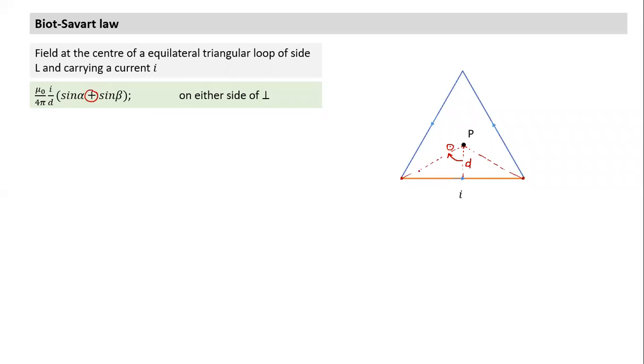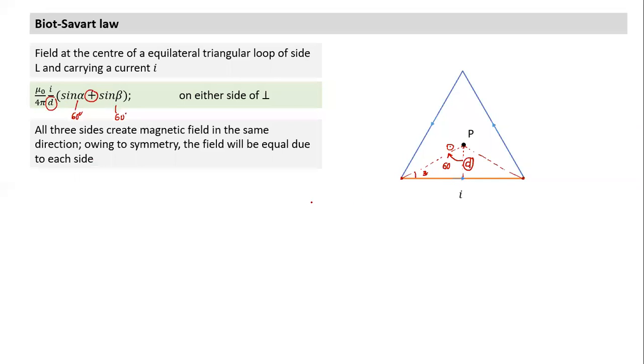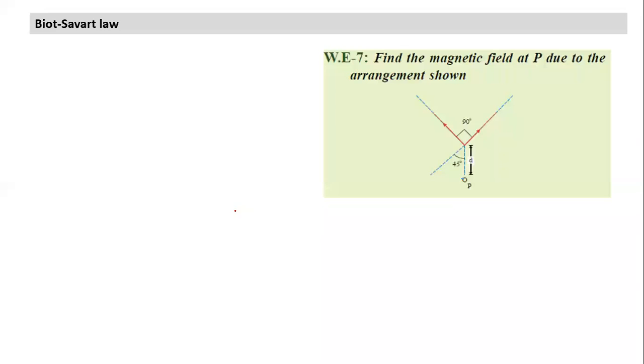What are alpha and beta? This is pretty simple. This angle is 30, this angle is 30, so this is 60 and this is 60. I find the value of d, and alpha will be 60 and beta will be 60. If I substitute the value of d also, I get the field due to one side. Owing to symmetry, the other two sides will also create the same field, all in the same direction. The resultant field will be three times the field due to each side. That's the method of calculation, and how you can solve it.